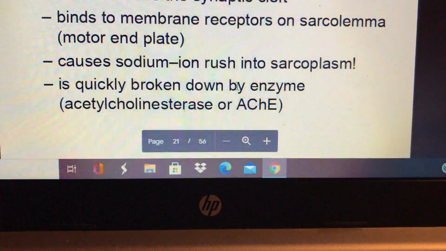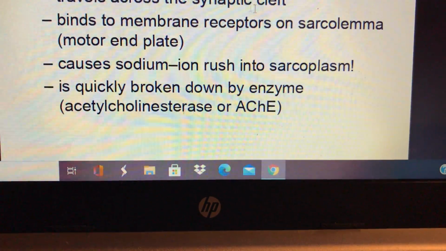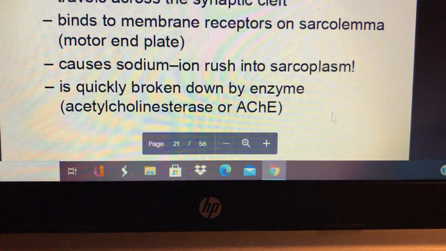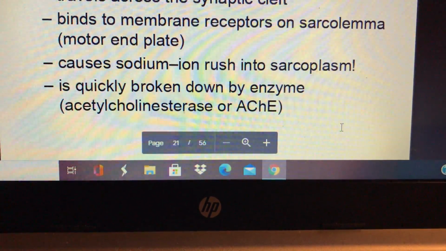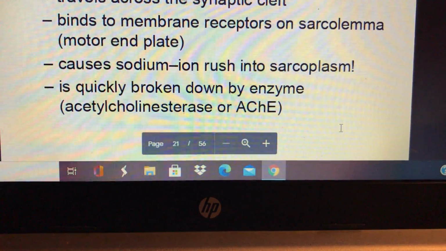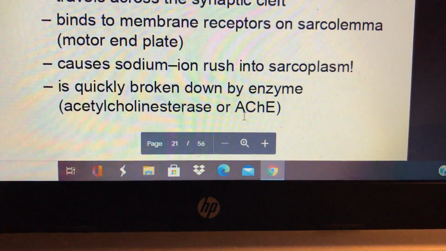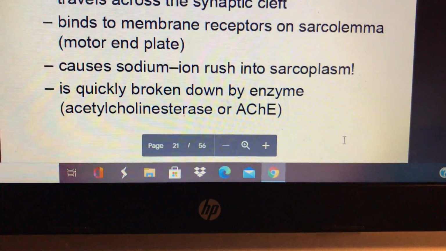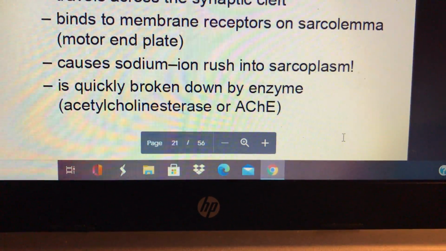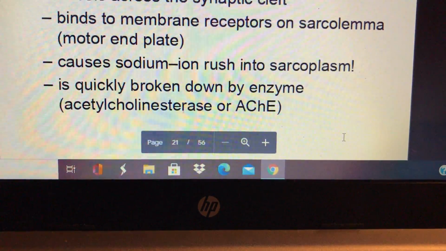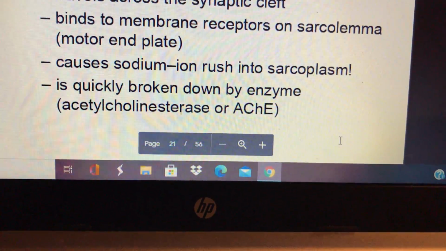So the neurotransmitter acetylcholine, or ACh, travels across the synaptic cleft, binds to membrane receptors on the sarcolemma, which is the motor end plate, causes sodium ion rush into the sarcoplasm, and is quickly broken down by the enzyme acetylcholinesterase. Okay?